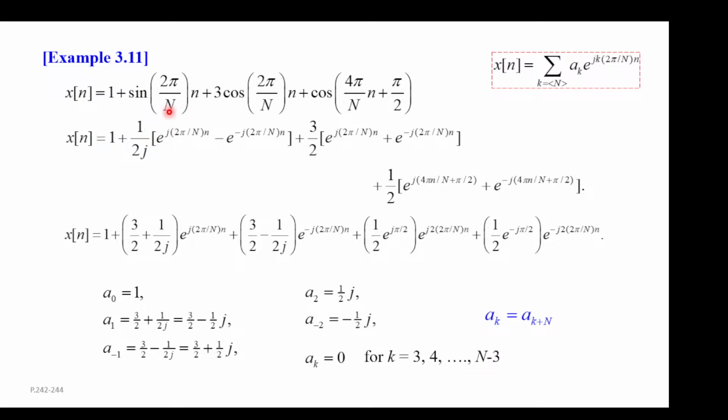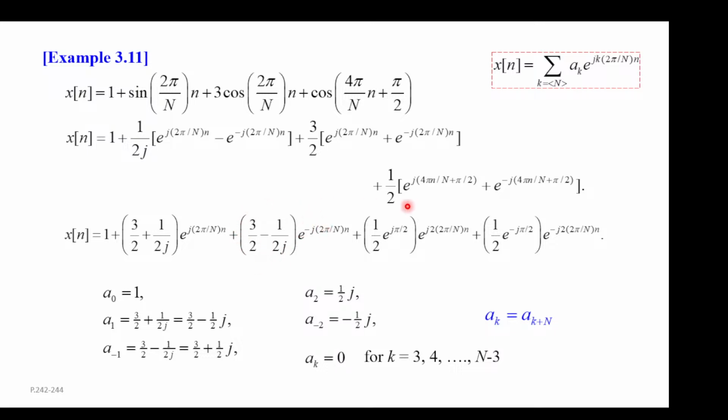Anyway, the period is still big N, and we can break our sine and cosine into complex exponentials. We've seen this multiple times, so let's give the detail. I guess for this cosine here, you have e to the j something and e to the minus j something. And this extra pi over 2 will become a phase here. So it will become just e to the j pi over 2 and e to the minus j pi over 2. And you group terms together, so you have this e to the j 2 pi over N term with coefficient 3 over 2 from here and 1 over 2j from here.